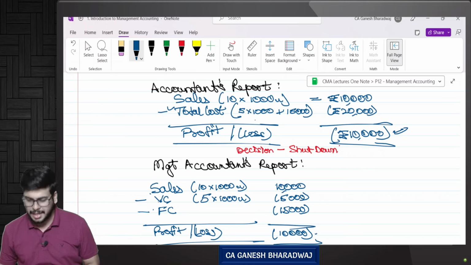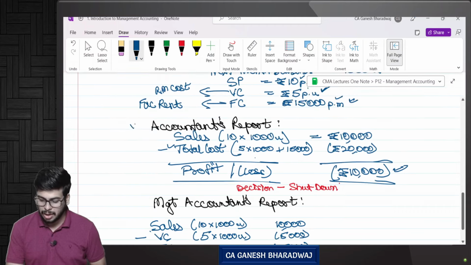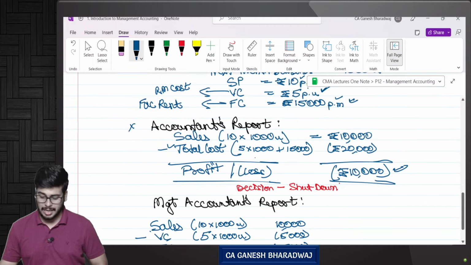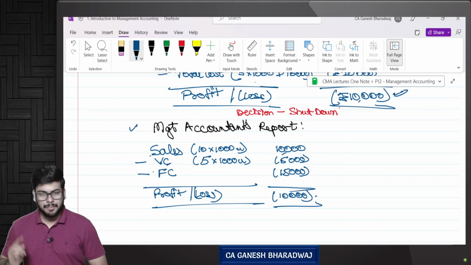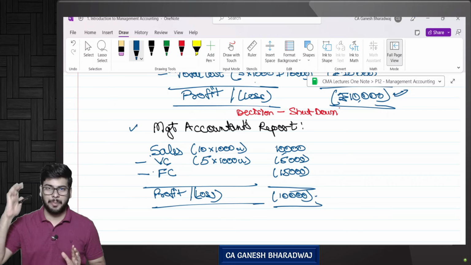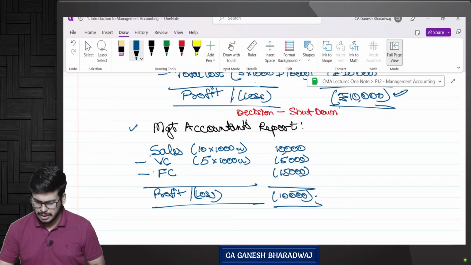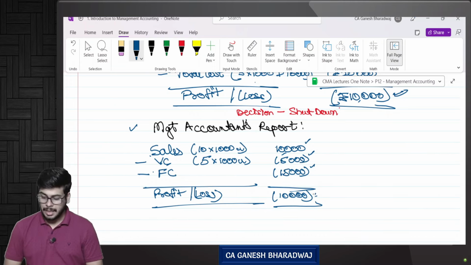Now, if I were a management accountant, I will present the data definitely not like this. This is a very bad way of presenting the data. I will present the data like this. What I will tell is, look, Mr. Managing Director, next month, if you continue the operations, that is, if you keep the factory open, which means you're going to produce 1000 units, 10,000 rupees will be the sales. Variable cost will be 5,000. Fixed cost will be what? 15,000. So the net loss is going to be 10,000. Correct.